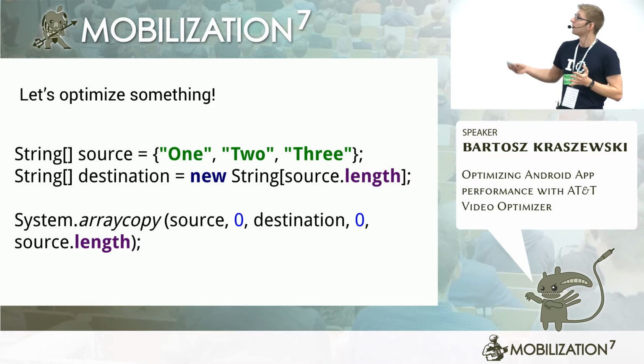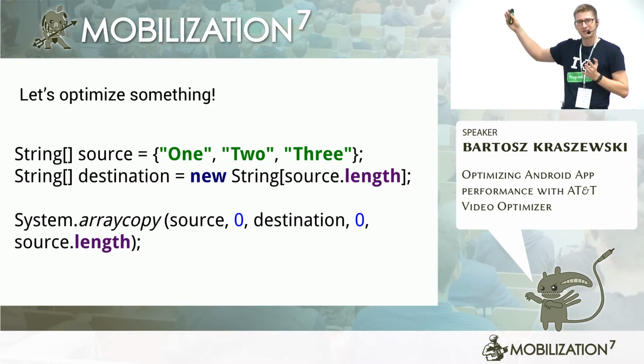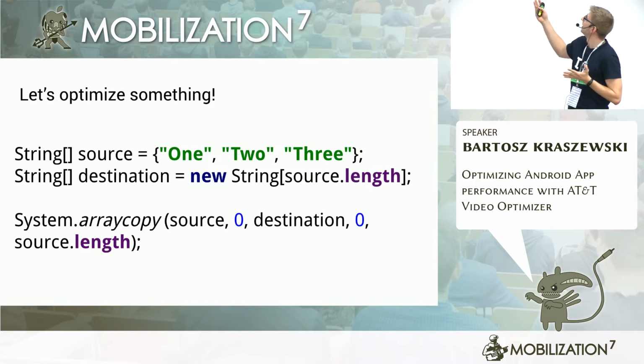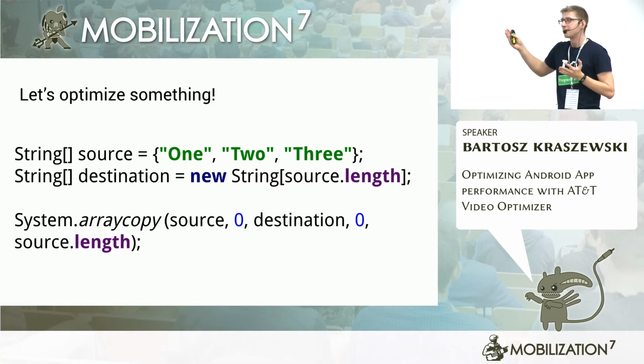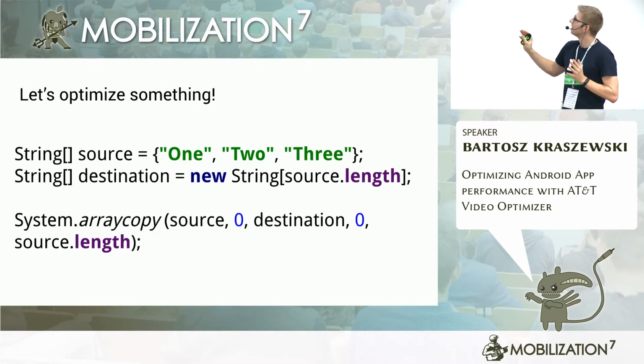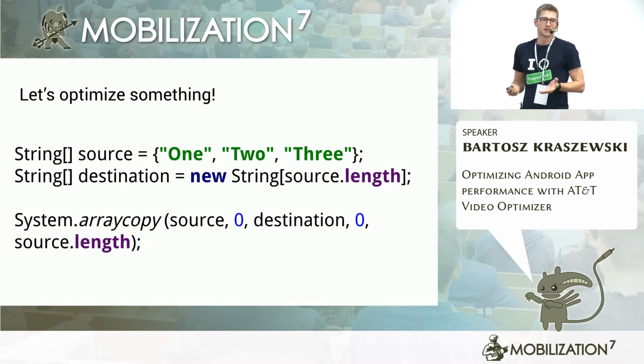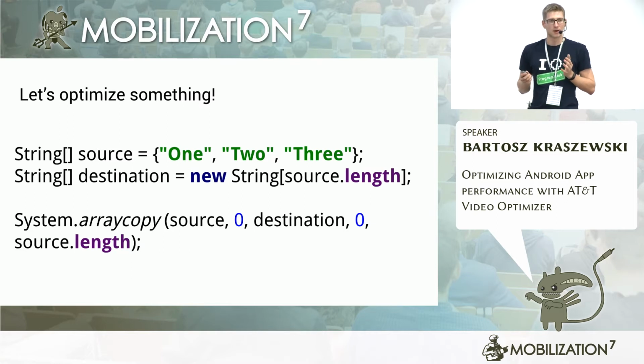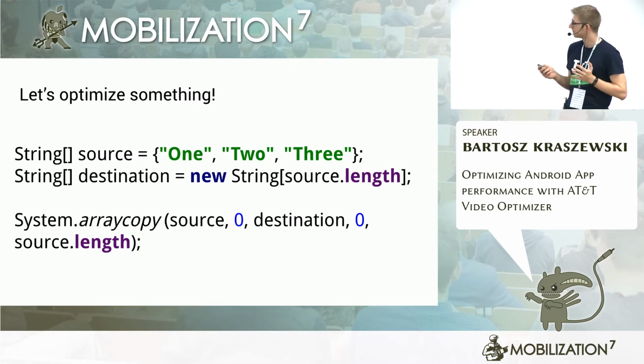For example, sorry for showing you Java code in a Kotlin world, but it's a good example. Here we are copying the array using the very fast native system function. But seriously, those are just 3 elements, so it doesn't even matter. We have to measure if that's actually the slow moment of our application.